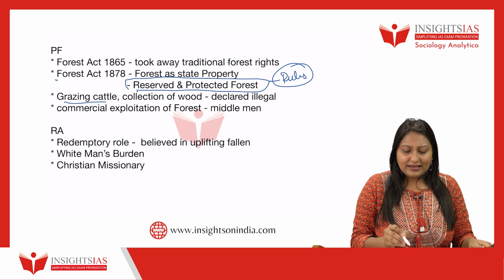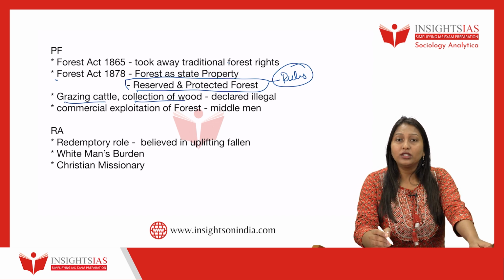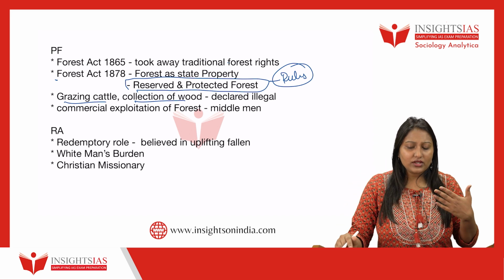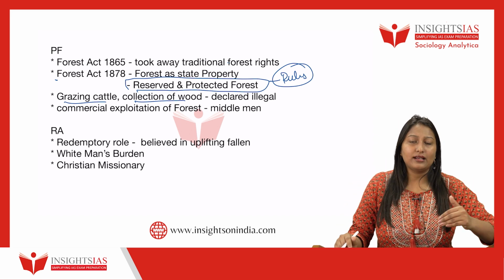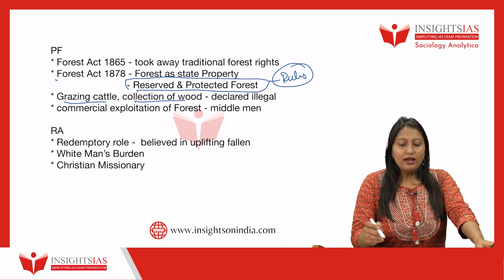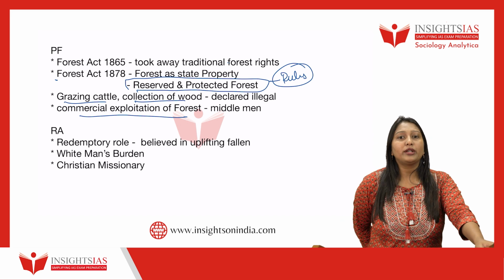Next is grazing of cattle and the collection of wood. After this, that actually became illegal. That is, in order to even graze your cattle, you should take permission from the Britishers. Finally, commercial exploitation of forests.